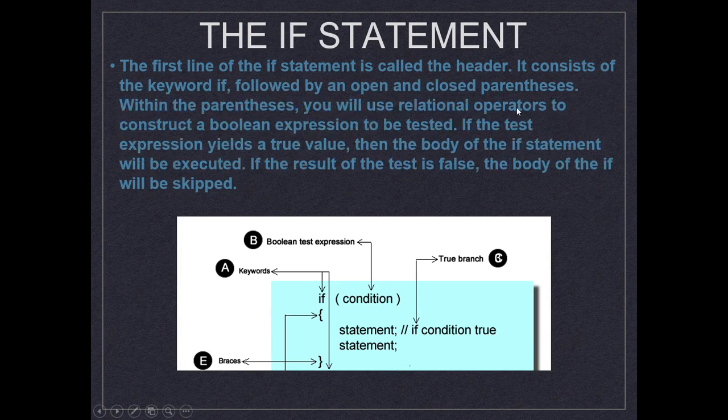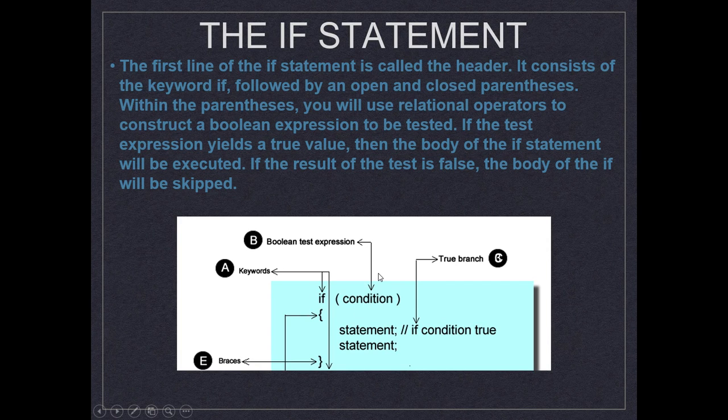So the first line of the if statement is called the header, and that's this here, the if keyword and the condition. It consists of the keyword if followed by the open and close parentheses. Within the parentheses, you'll see the relational operators. The relational operators are something that we're going to learn in order for us to represent this in terms of true and false. We can't just use the operators that we currently know about, and those are plus, minus, division, modulus. If we just stuck those in there, we're just making a statement and we're not asking a question. And that's what the if is all about.